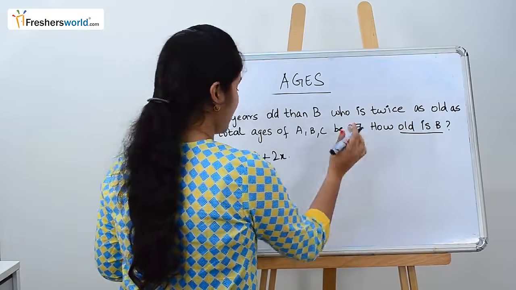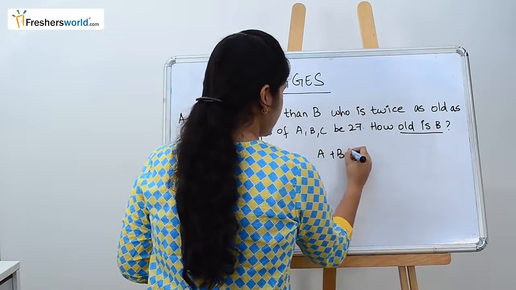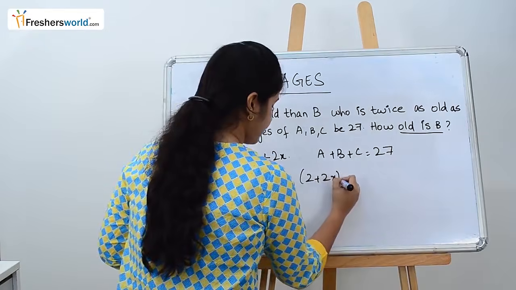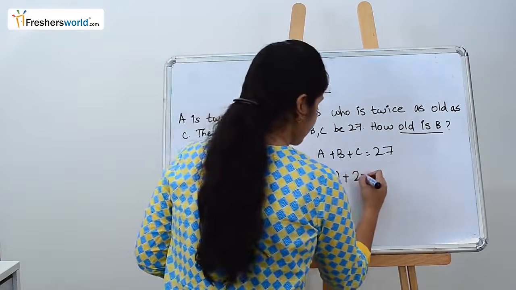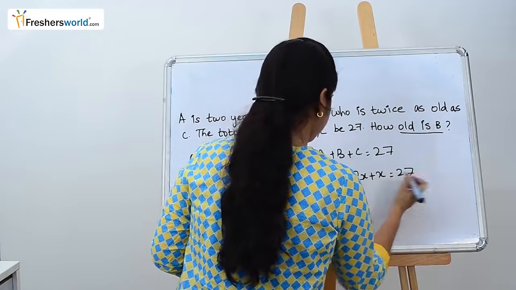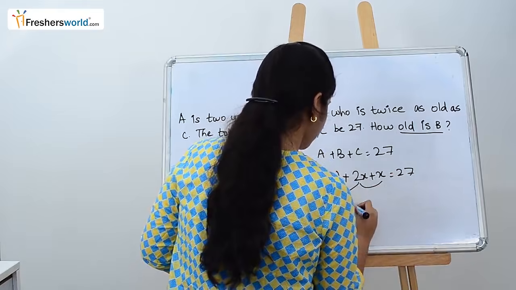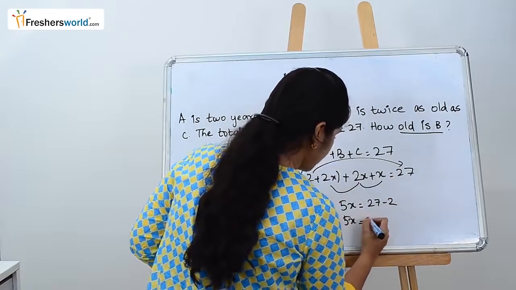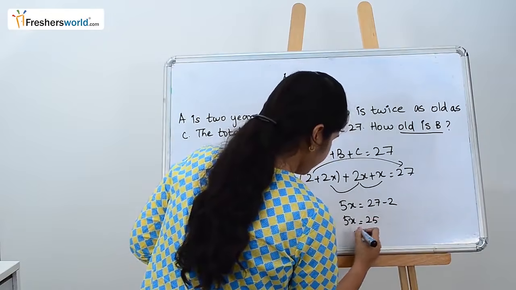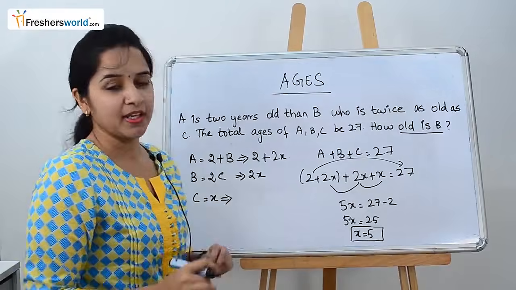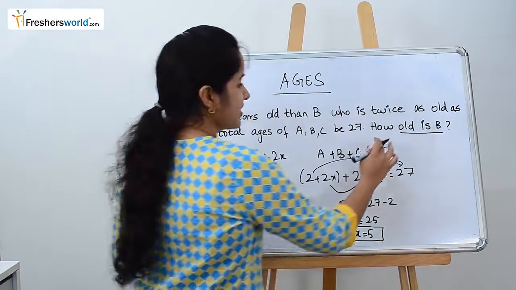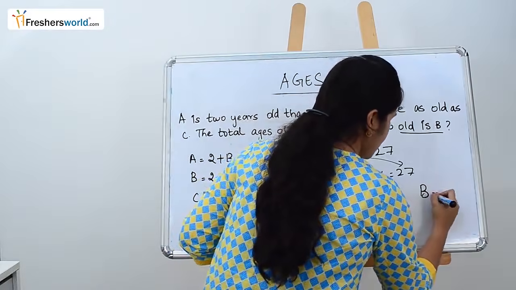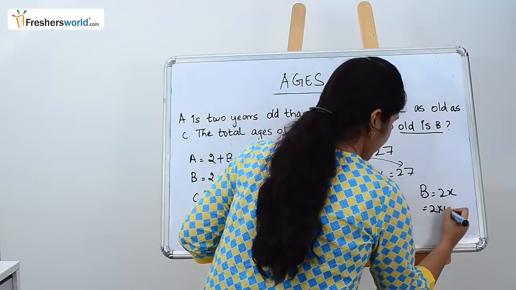What are the other things they have given? The total of the ages is 27. So A plus B plus C is equal to 27. What is A? 2 plus 2x, plus B, 2x, plus x, equals 27. So 5x, taking 2 to the other side, 27 minus 2, 5x is equal to 25, x is equal to 5. So we found x is equal to 5. But is that the question they have asked? No. They are asking how old B is. B is nothing but 2x. So 2 into 5 equals 10 years.